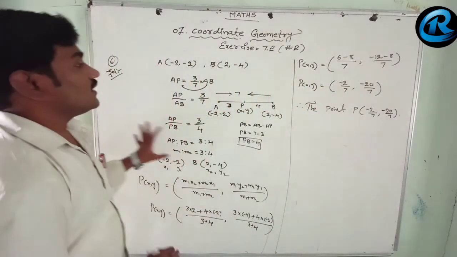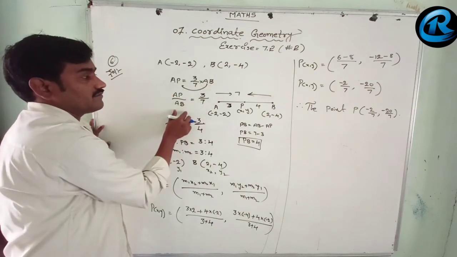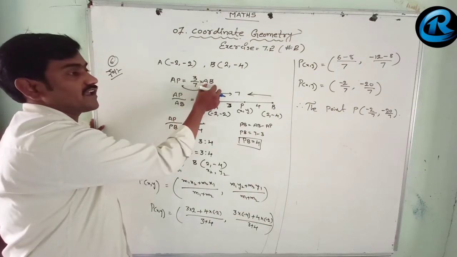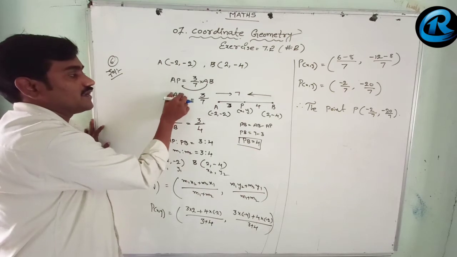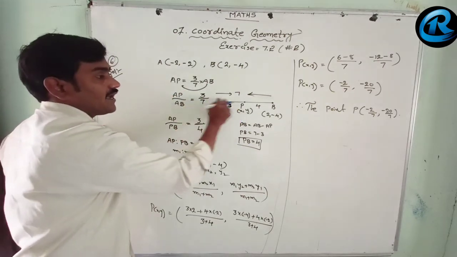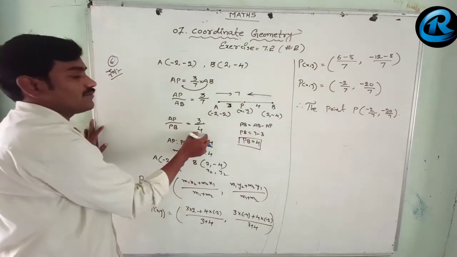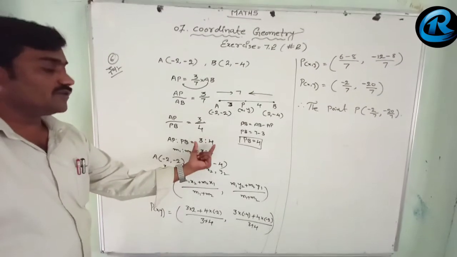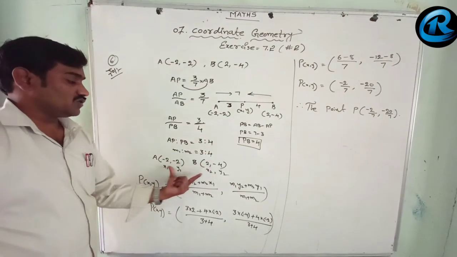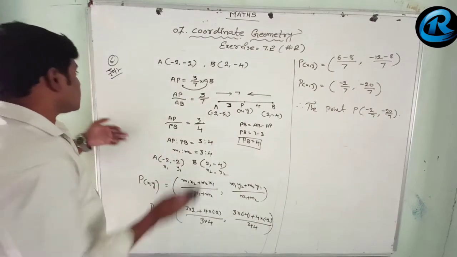Very simple solution, but here you need to understand, AP by AB is given, AP equal to 3 by 7 of AB. This AB you transfer here, AP by AB equal to 3 by 7. So AP is 3 parts and AB is 7 parts. Then what will be the PB? That PB will be 4 parts. If you know the ratio and 2 points, you can find out the divided point. So this is already known.